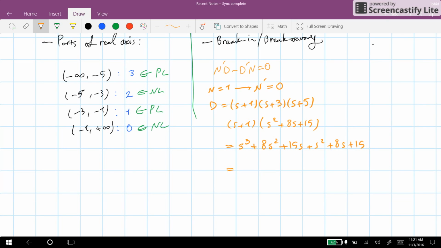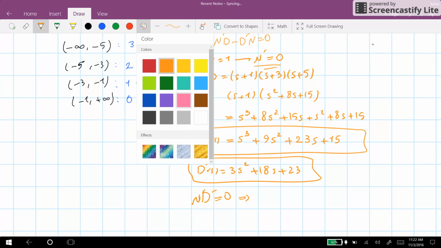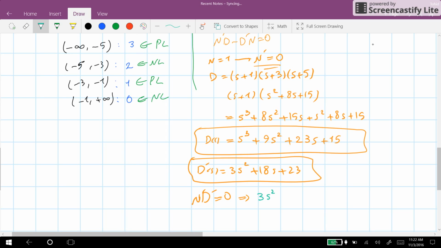And if we rewrite it, d will be equal to s to the power of 3 plus 9s squared plus 23s plus 15. d prime of s would be equal to 3s squared plus 18s plus 23. And since m prime is equal to 0, we need to only check n times d prime equal to 0, and n is equal to 1. As a result, we will have 3s squared plus 18s plus 23 equal to 0.